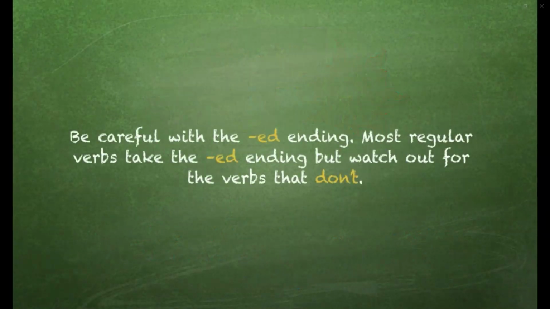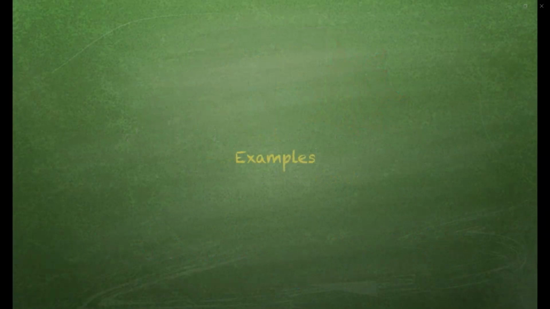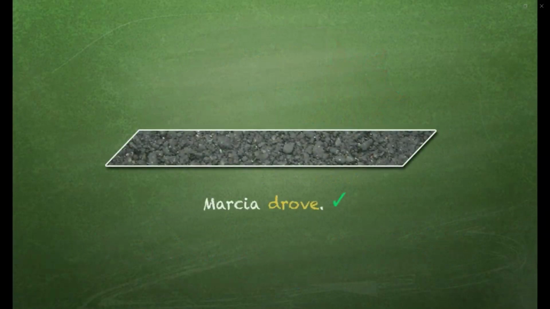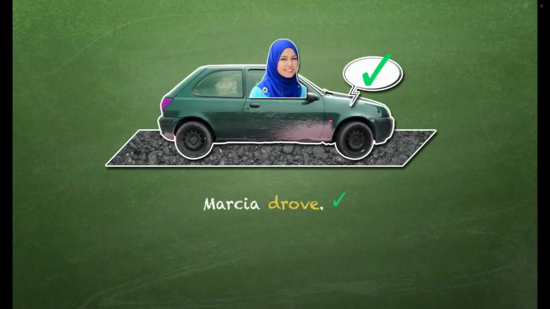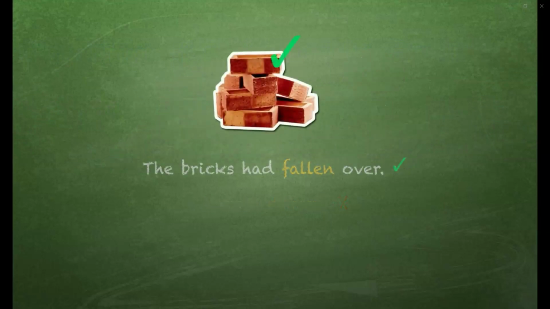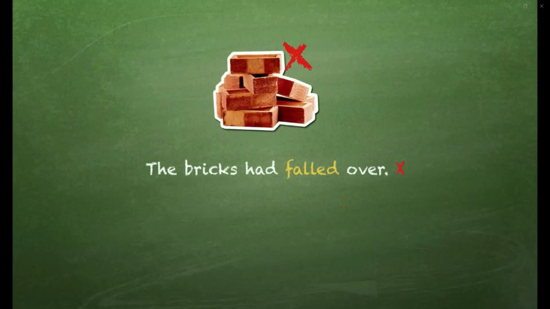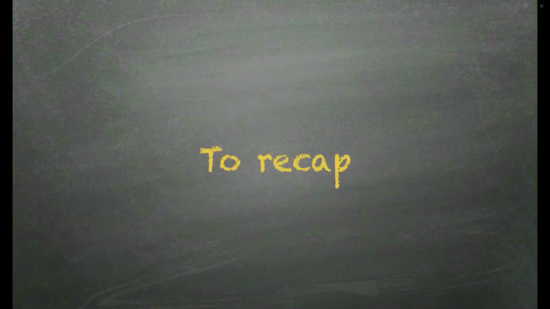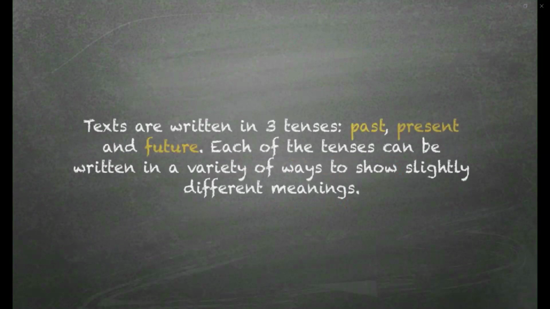Be careful with the ed ending. Most regular verbs take the ed ending, but watch out for the verbs that don't. Examples: Marcia drove, not Marcia drived. The bricks had fallen over. To recap, texts are written in 3 tenses: past, present and future. Each of the tenses can be written in a variety of ways to show slightly different meanings.